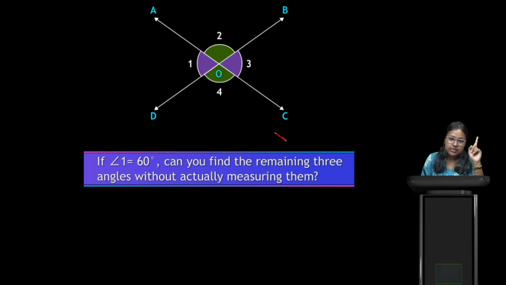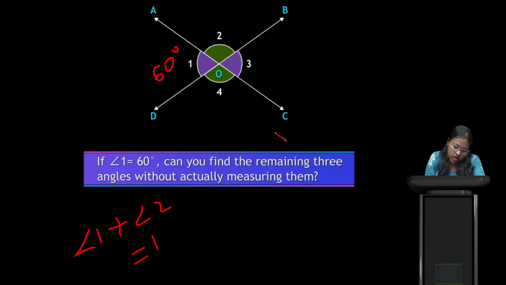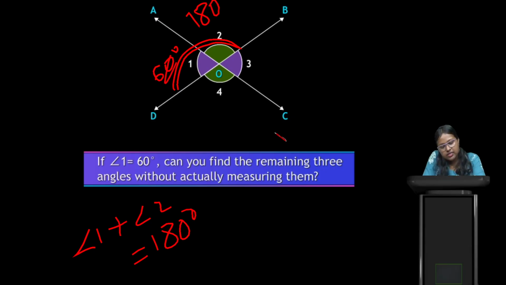So if angle 1 is 60 degree, can you find the other angles? Is it possible? Angle 1 you already know, this is 60 degree. And we know angle 1 plus angle 2 should come to 180 degree. Out of this total of 180, 60 is given. So if you subtract 60 from 180, how much will remain?